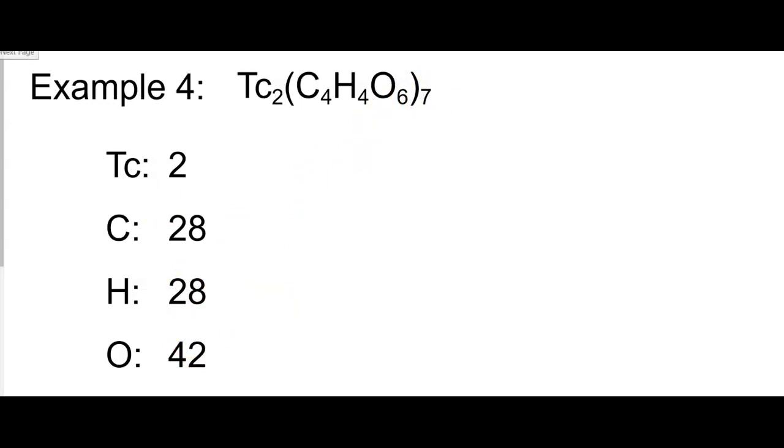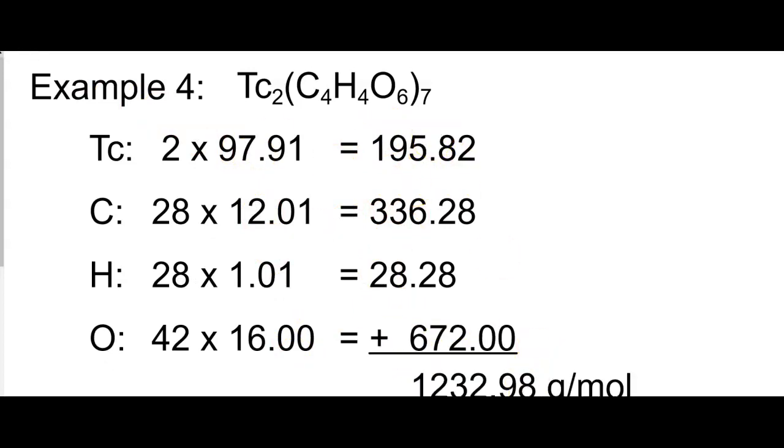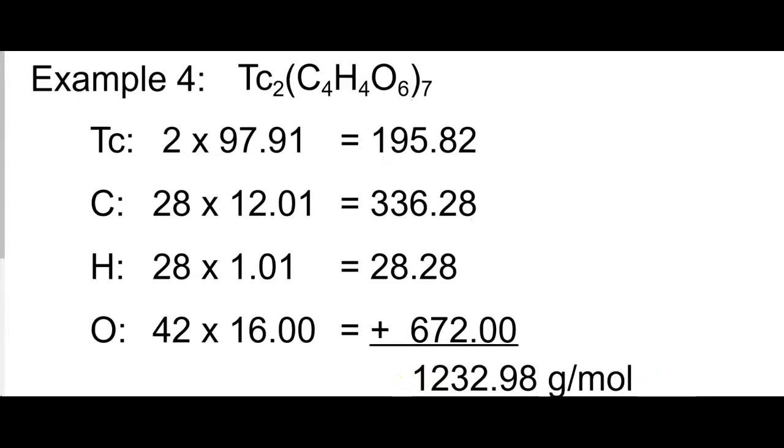We look up their periodic table numbers, their molar masses, and we multiply across and get our subtotals, and then we're going to add those up and get our molar mass, which is 1232.38. So that is how you calculate a molar mass for a more complex problem.